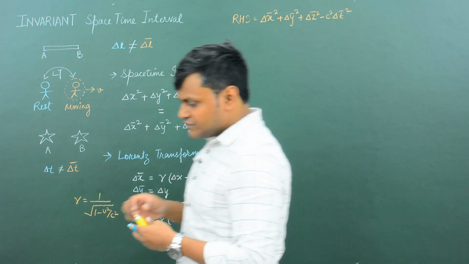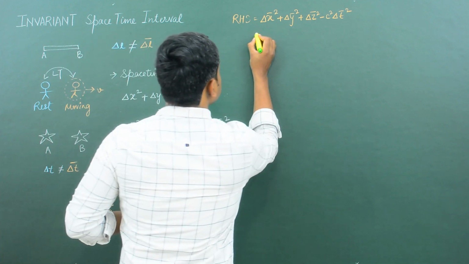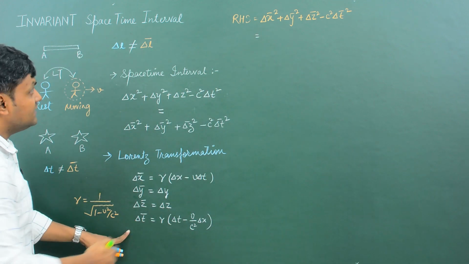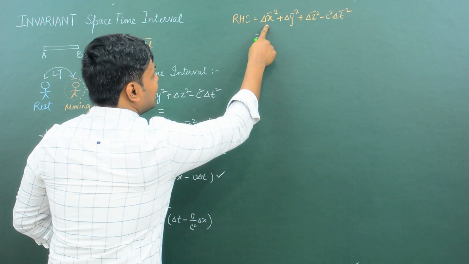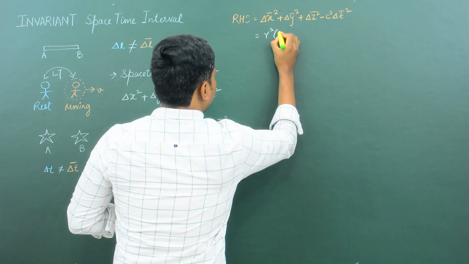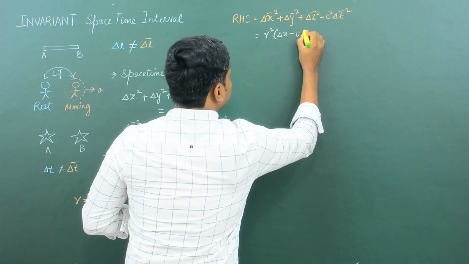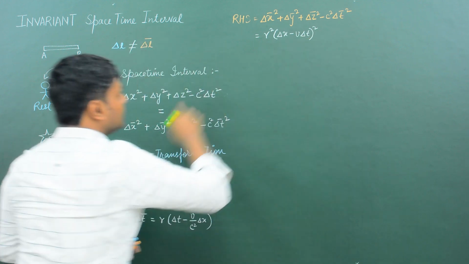Now, if I use the Lorentz transformations to simplify them, I'm just going to use these equations. Let's use equation number 1 in del x bar. So if I use equation number 1, this simply becomes gamma square, and then I have del x minus v del t square.